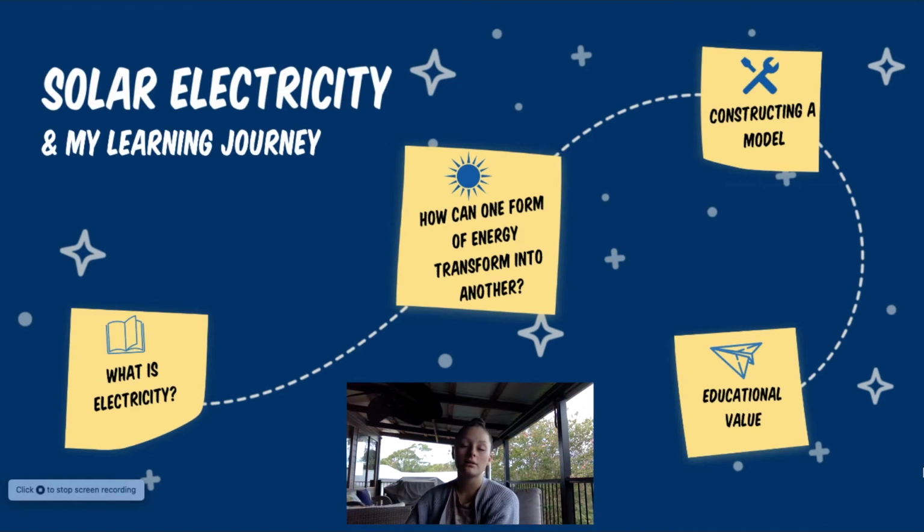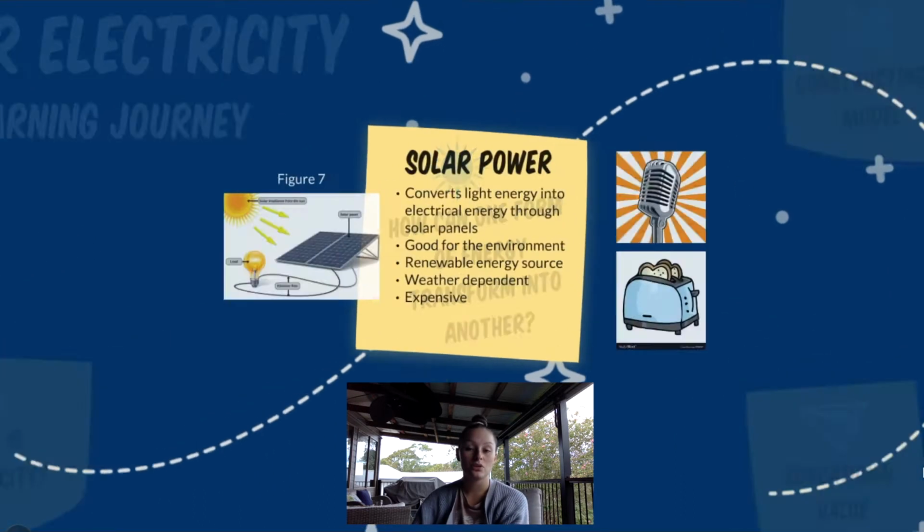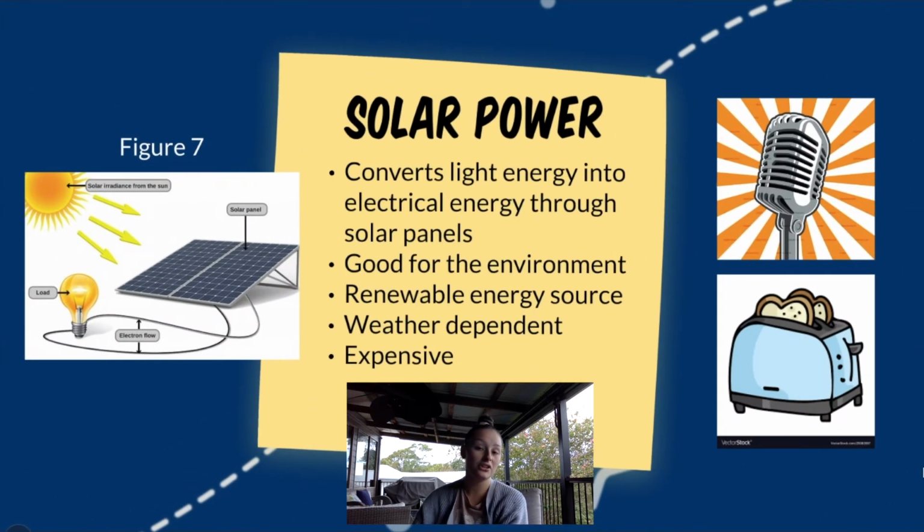This led me to asking the question, how can one form of energy transform into another? This can be found in everyday examples such as a microphone that converts sound energy into electrical energy, or a toaster that converts electrical energy into heat energy. However, I was most intrigued by the concept of transforming light energy into electrical energy. This concept is commonly known as solar power, which can be explained by looking at figure 7.